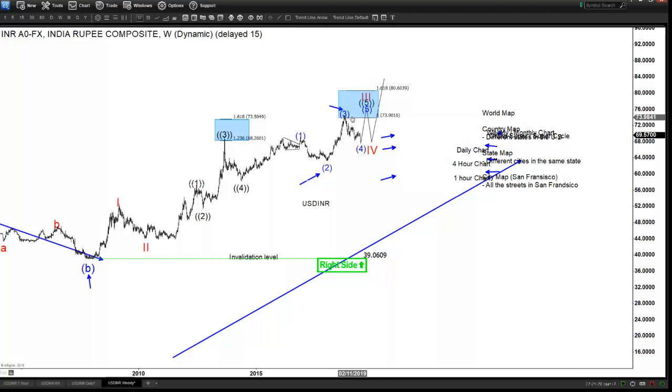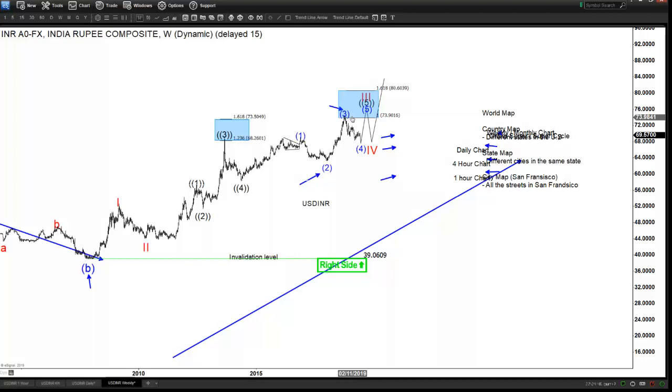The subdivision of the wave 3 has to be 5 waves. So that's why you see 1, 2, 3, 4, 5. You give all the details here. And then here, this wave 4 is the same as before in the weekly chart. All you're doing in the daily is putting in the subdivision here.